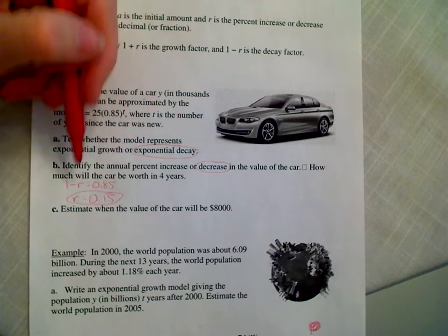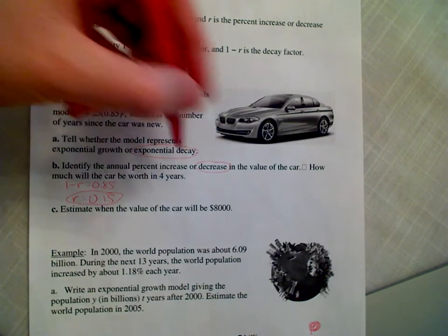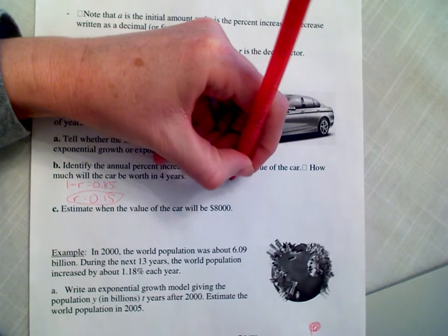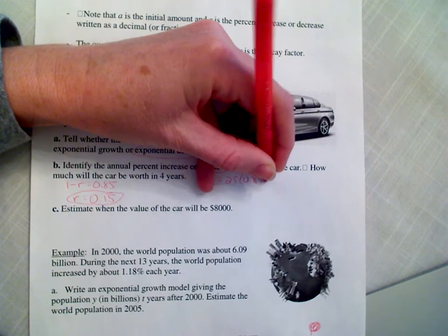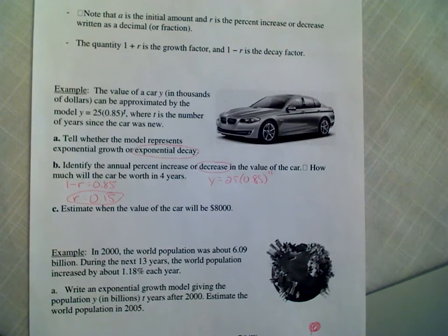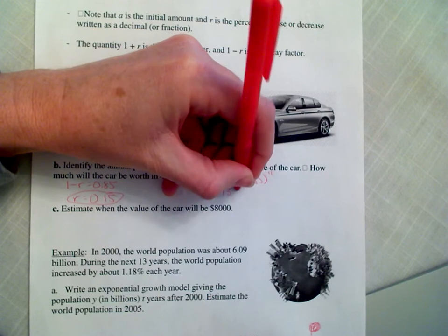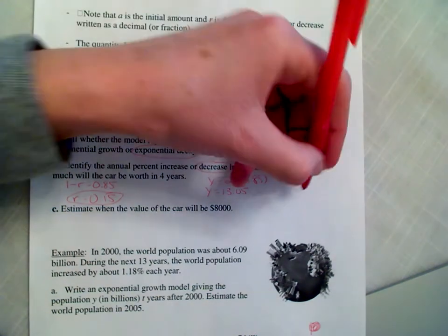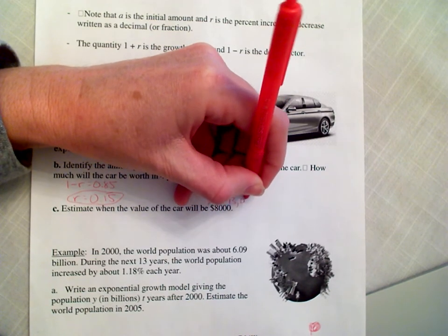To find the value of the car after 4 years, all you have to do is plug in 4 for t, which is your exponent. So we are going to solve 25 times 0.85 to the 4th power. You'll need to use the calculator for that, and the answer you get is 13.05. But remember, the value was in thousands of dollars, so really the car will be worth $13,050.